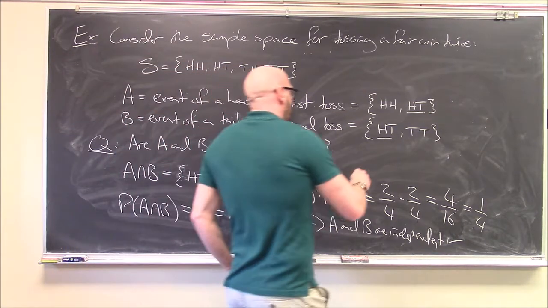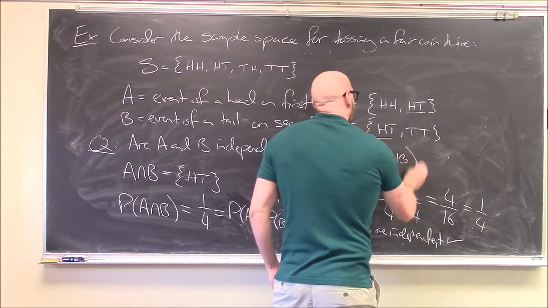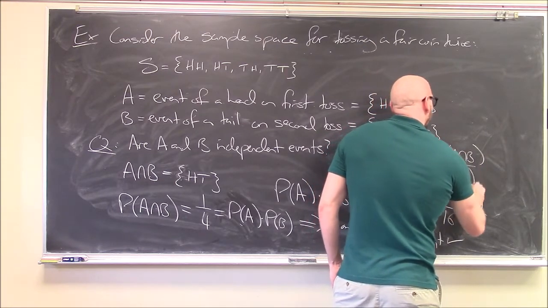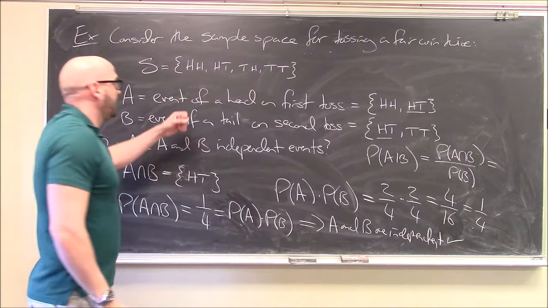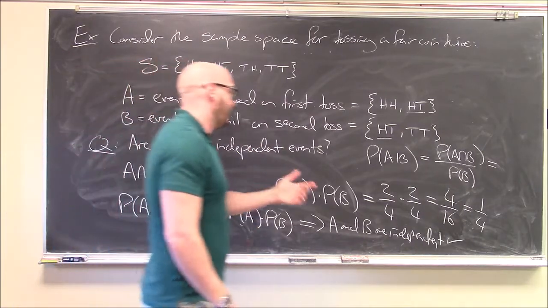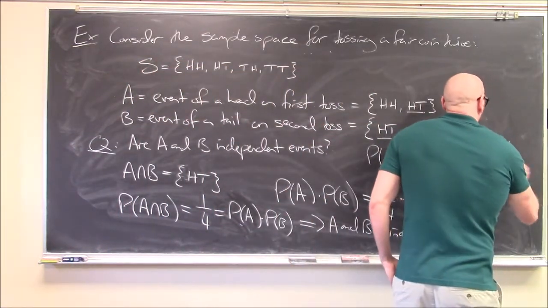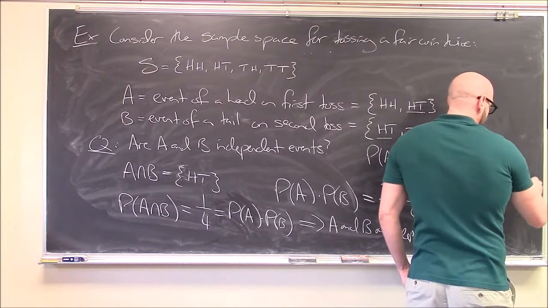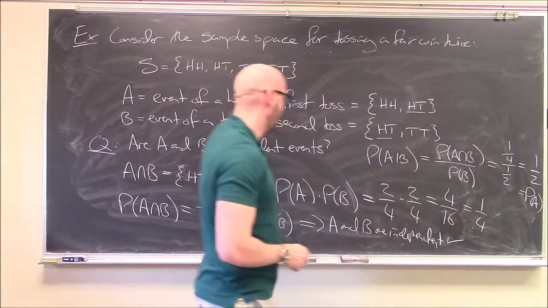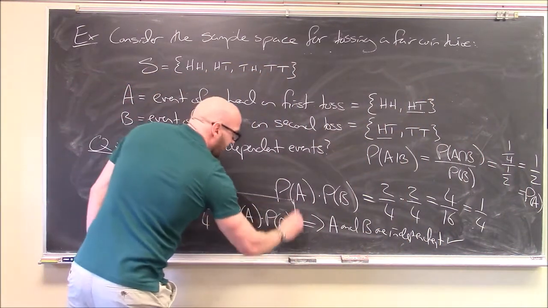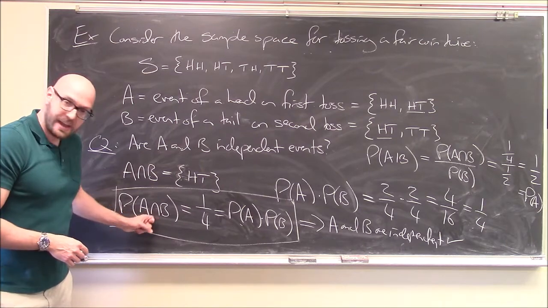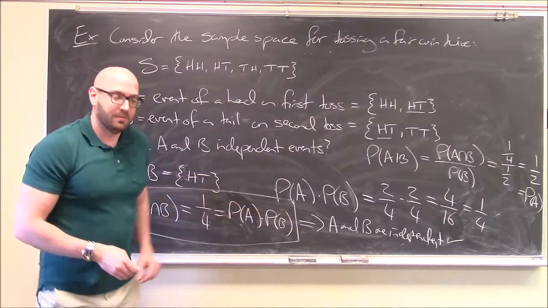Another way you could have computed this is you could have said, what's the probability of A given B? Well, that would be the probability of A and B over the probability of B. What's the probability of a head on the first toss given that I tossed a tail on the second toss? If you compute this expression, this is 1/4 over 1/2, which is just 1/2. And that's exactly the probability of A in the first place. But let's just come back to this. If you want to show two events are independent, just compute that probability of A and B is equal to P of A times P of B.